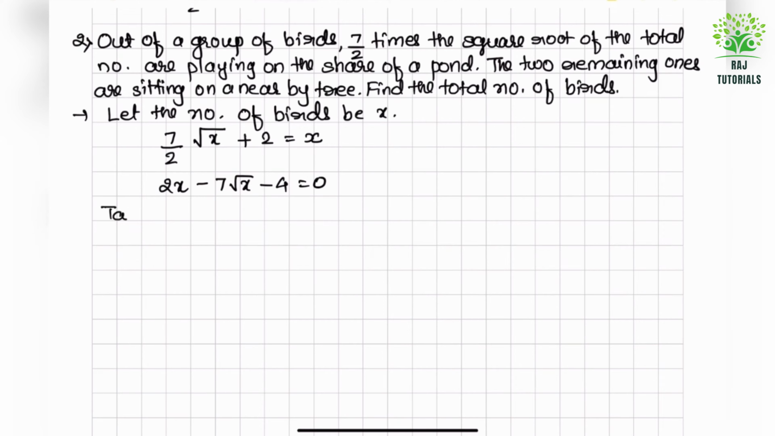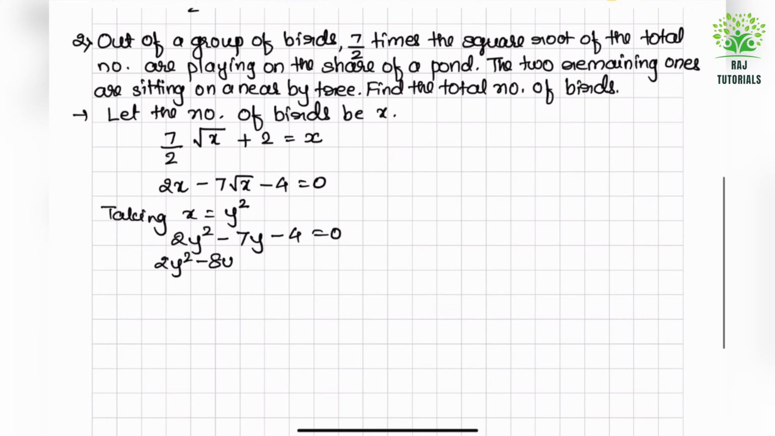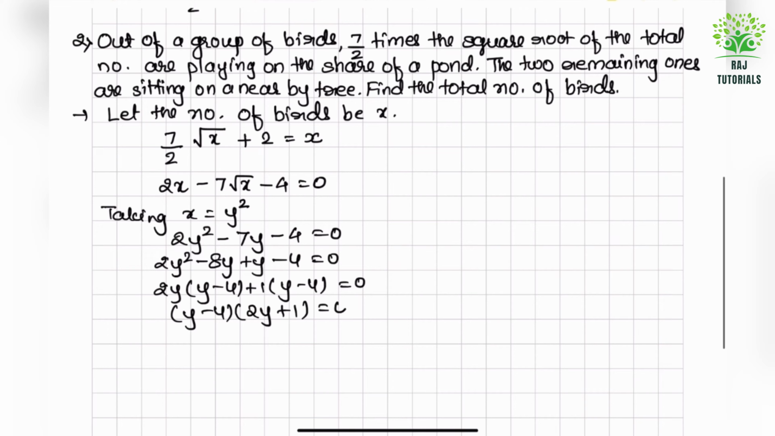Taking x equal to y square, I can say 2y square minus 7y minus 4 equal to 0. Now splitting the middle term as minus 8 and plus 1, such that the sum is minus 7. So 2y square minus 8y plus y minus 4 equal to 0. So 2y into y minus 4 plus 1 into y minus 4 equal to 0. So y minus 4 into 2y plus 1 equal to 0.